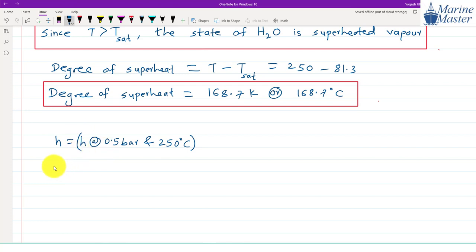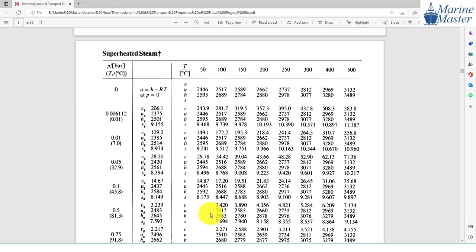So we will go to the property table. H at 0.5 bar. H will start here. This is the saturated liquid, saturated vapor property, guys. This is saturated vapor, Hg. Superheated vapor property starts from here, guys. So this is for the 100. This is for the 150. See this one, this is for the 200, and we need it for 250.